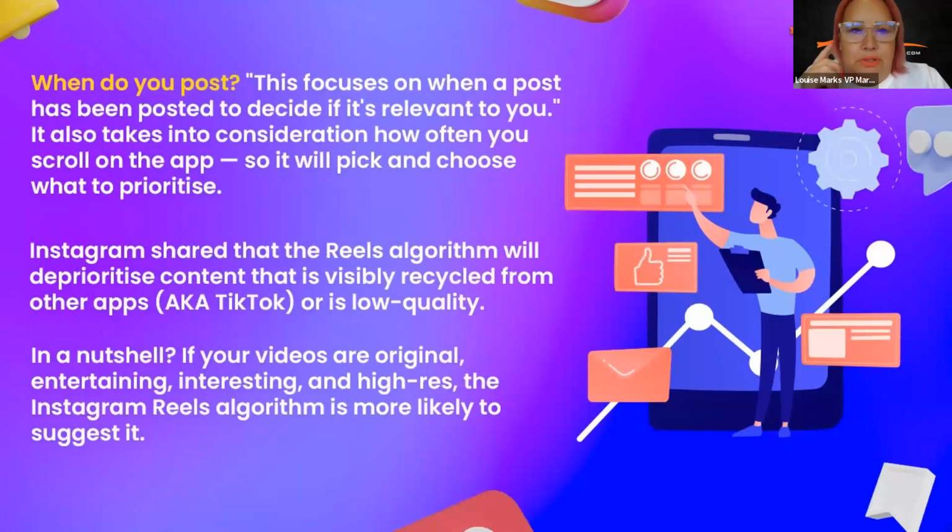So when do you post? It focuses on when a post has been posted to decide if it's relevant to you. The algorithm also takes into consideration how often you scroll on the app, so it's going to pick and choose what to prioritize. So if you're on the app a lot, the algorithm will recognize that and will put your content out there.